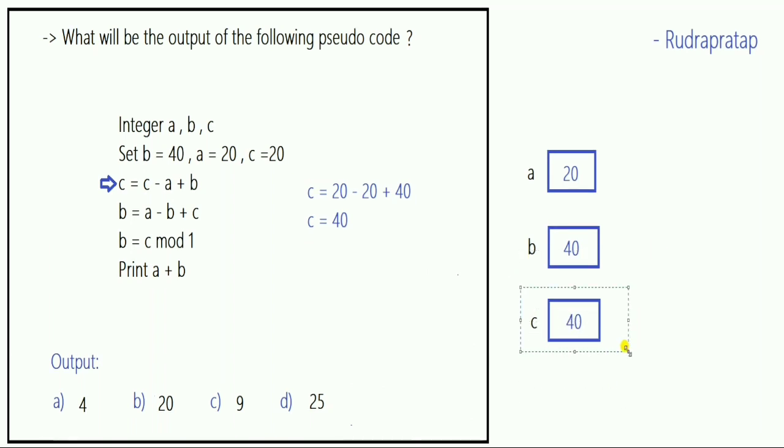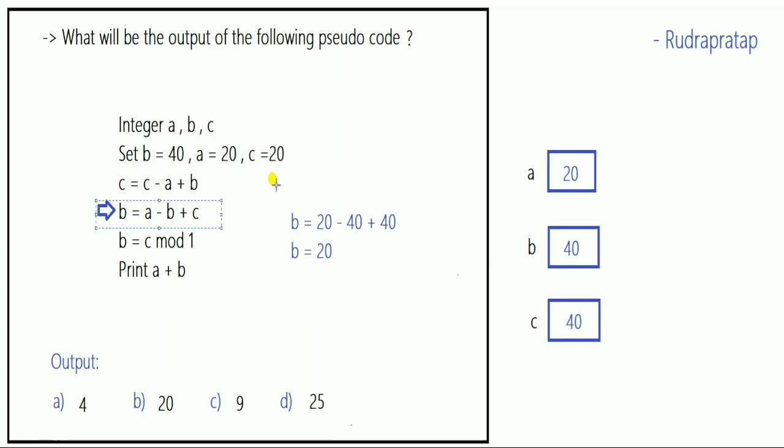And after that we have a statement b equal to a minus b plus c. So the value of a is 20, the value of b is 40 and the value of c is 40. 20 minus 40 plus 40 is 20. And 20 is assigned to the variable b.